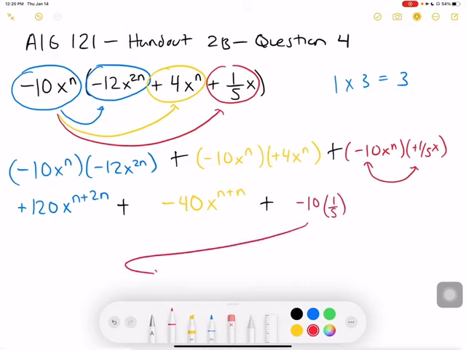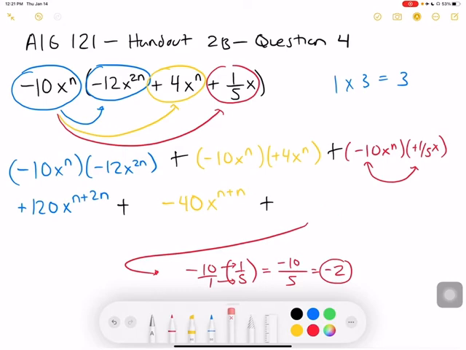Let's carry this over here. Negative 10 times 1/5 is a multiplication, so let's convert the first one into a fraction and multiply tops and multiply bottoms. Negative 10 times 1 is negative 10, divided by 5. If we do that operation, negative 10 divided by 5, we can simplify it further into negative 2. So negative 10 times 1/5 is negative 2.